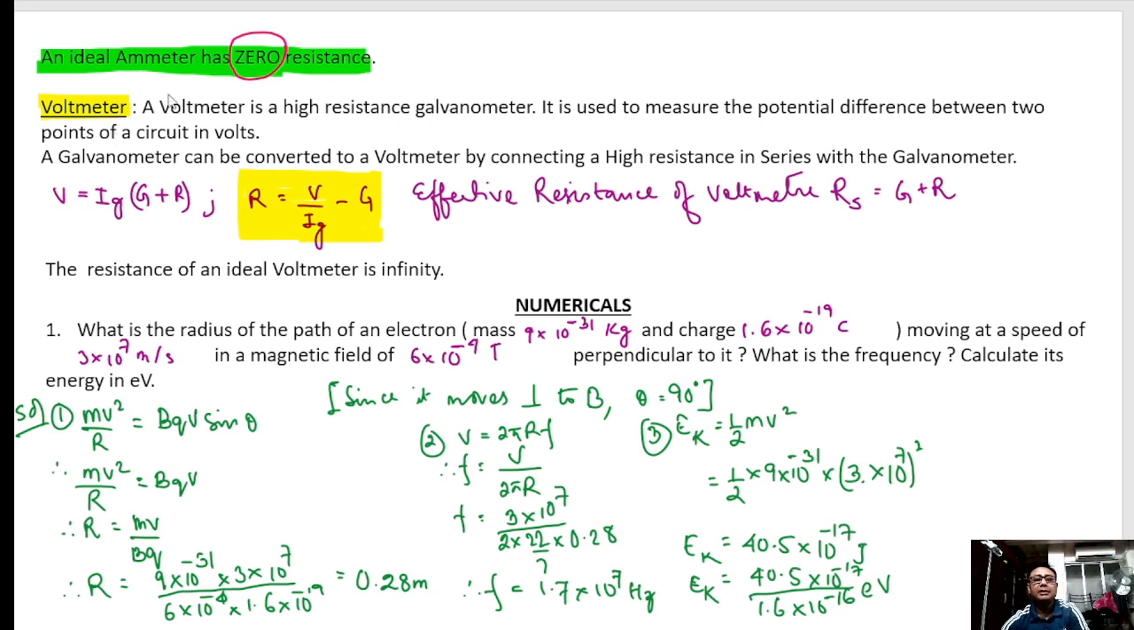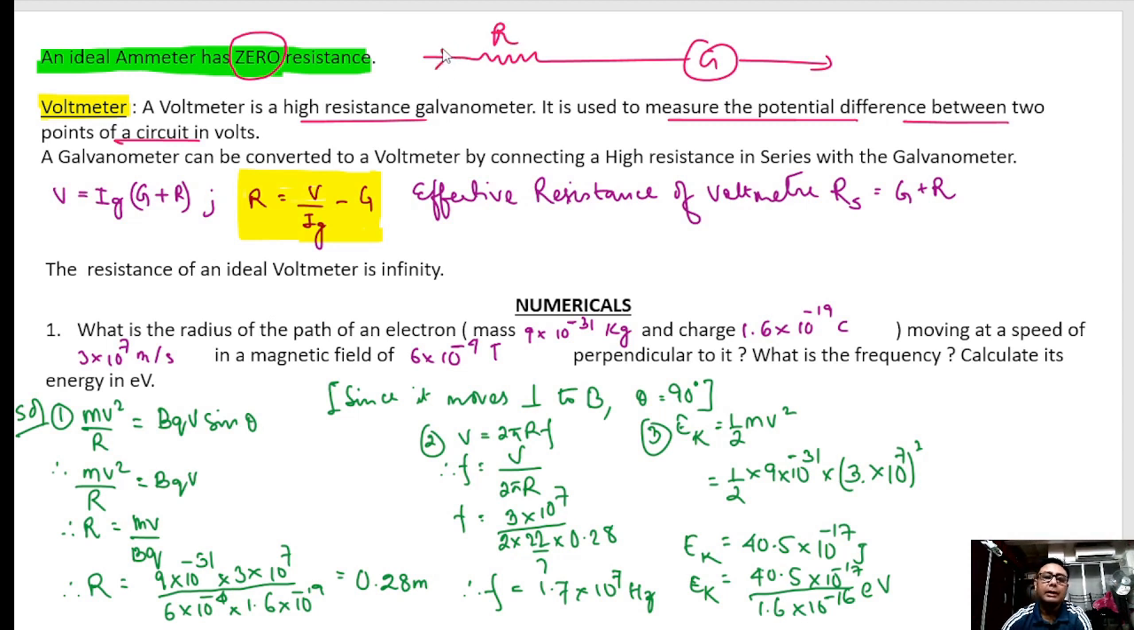A voltmeter is a high resistance. In a voltmeter, what happens is just the opposite. It is a high resistance connected in series, used to measure the potential difference between two points. Suppose we take it like this. So this is that high resistance. Current is flowing like this, Ig. R plus G is the total resistance. So Ig into (R plus G) is the total potential it can now measure.